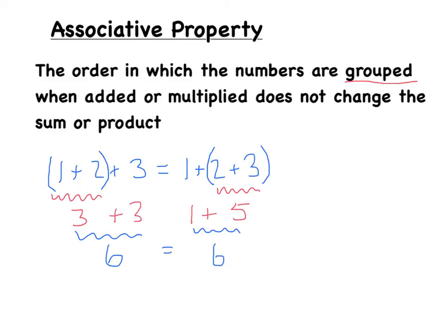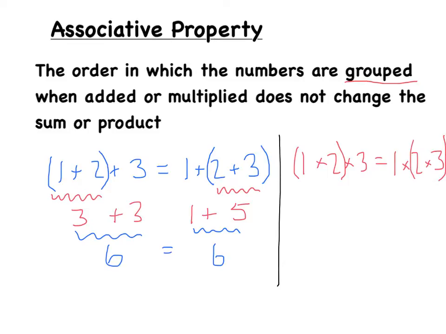So the associative property is stating when it comes to addition, it doesn't matter where the parentheses are. You will get the exact same answer. Same thing happens when it deals with multiplication. If you do 1 times 2 times 3, add in the parentheses, that's equal to 1 times 2 times 3.